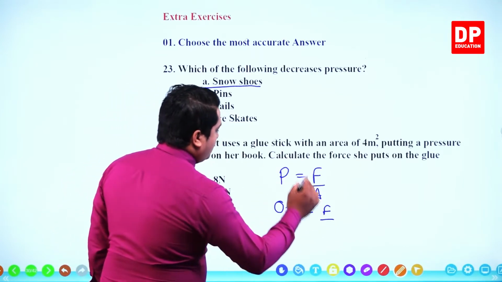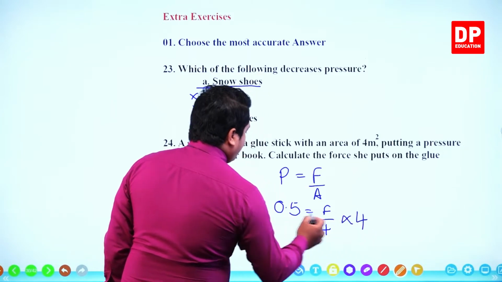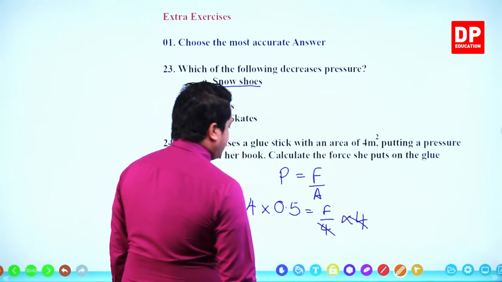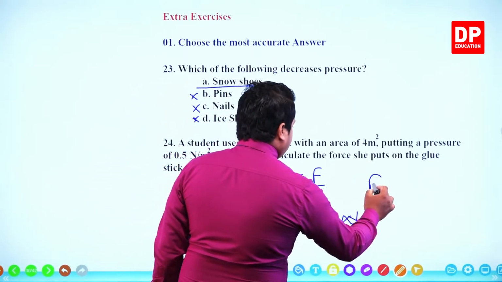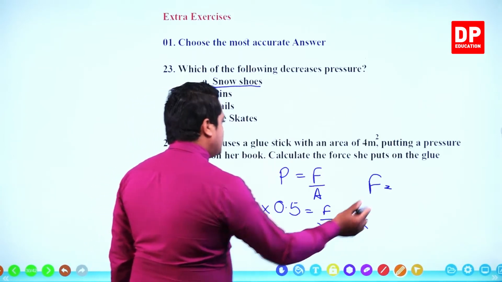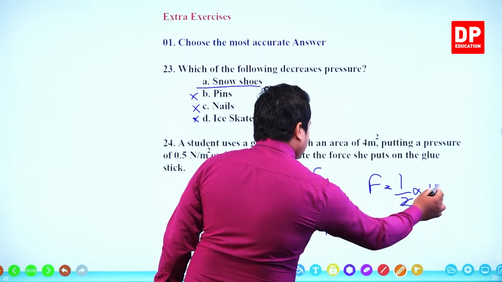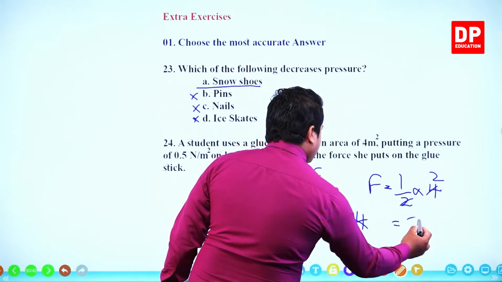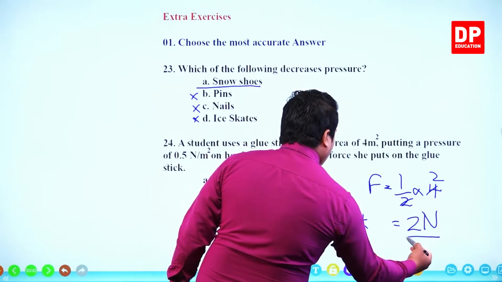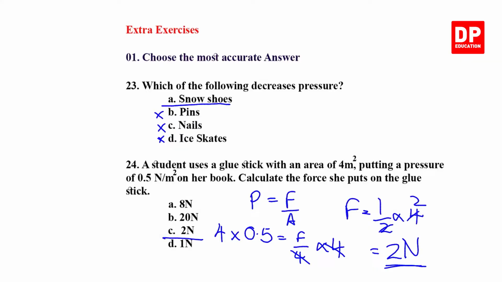How much is the area? 4. So you multiply both sides by 4. The 4s cancel. Force is equal to 0.5, which means half, so half times 4. Answer is 2. Force is measured in the fundamental unit, the Newton. So 2 Newton is our correct answer.